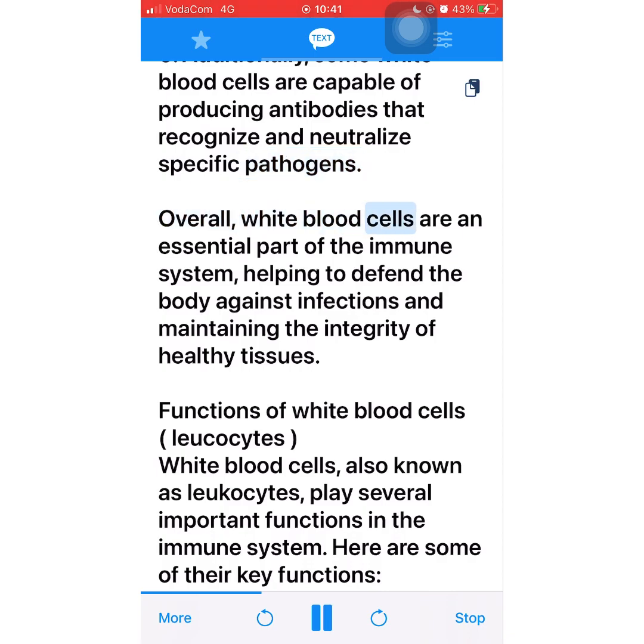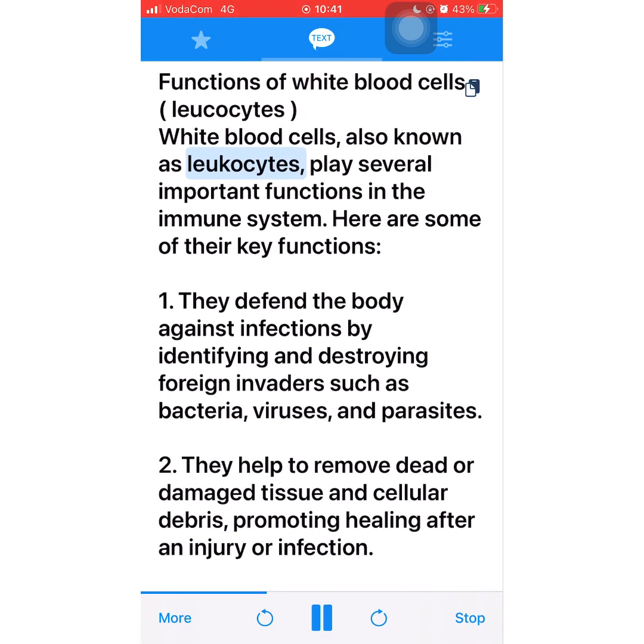Overall, white blood cells are an essential part of the immune system, helping to defend the body against infections and maintaining the integrity of healthy tissues. Functions of white blood cells, leukocytes. White blood cells, also known as leukocytes, play several important functions in the immune system. Here are some of their key functions.